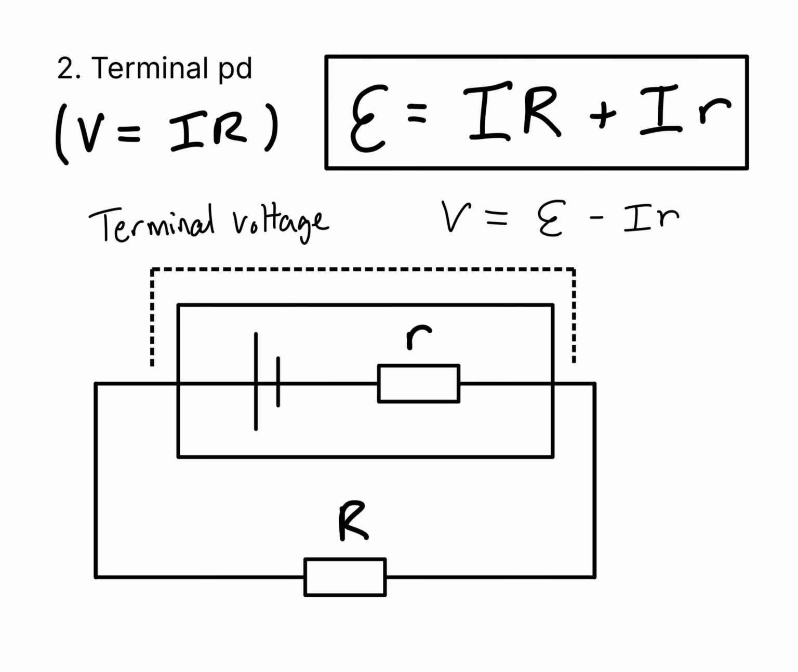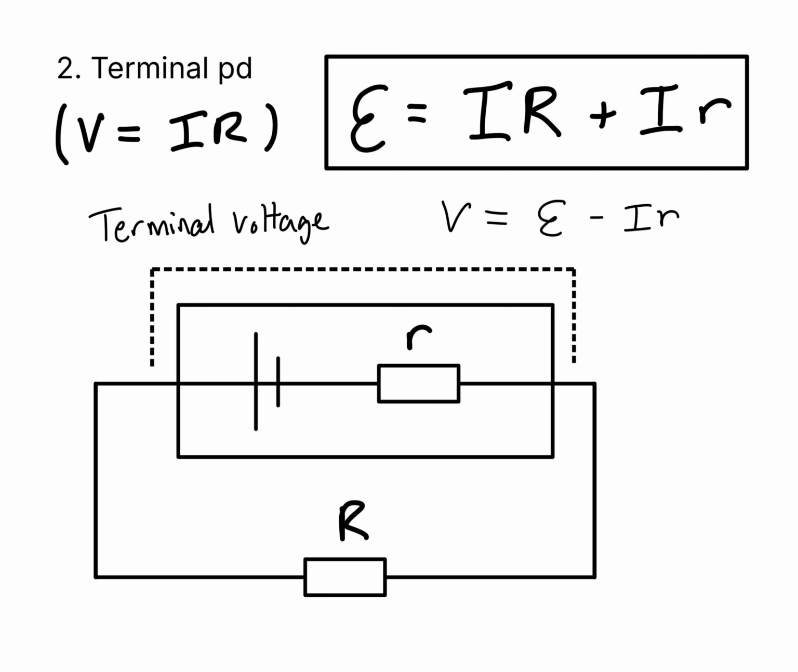Now, the energy has to go somewhere, so the EMF splits. Some is delivered to the external circuit, I capital R, and some is wasted inside the cell itself, I little r. That gives epsilon equals IR plus Ir. Rearranging gives the terminal potential difference, what you actually measure across the cell's terminals. V equals epsilon minus I little r.